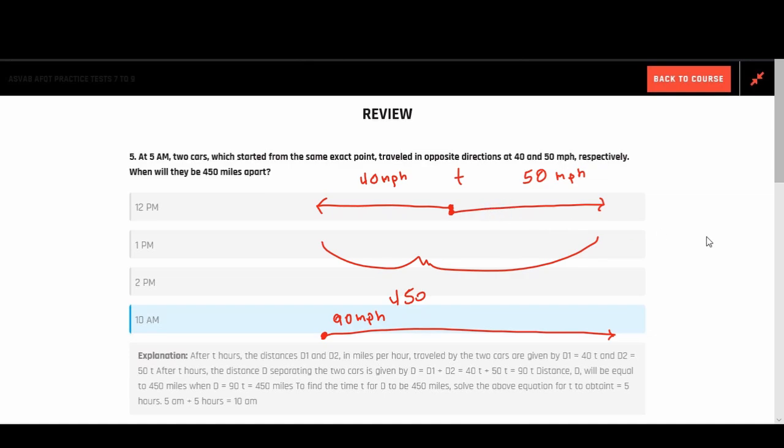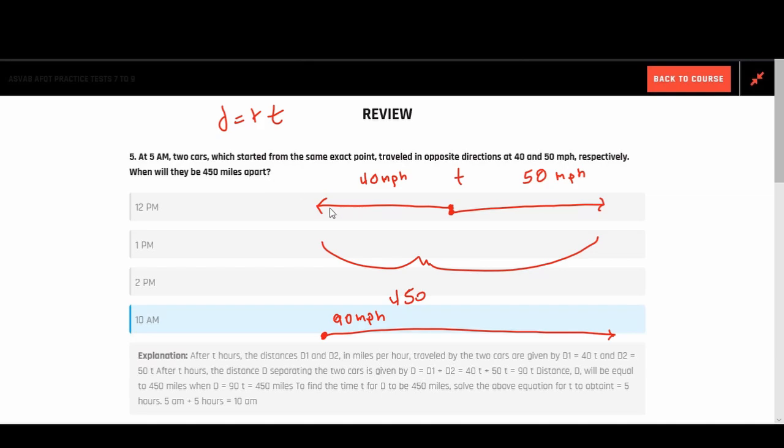Again, these cars are traveling in opposite directions, so we can think of them as 1 car going 90 miles per hour for 450 miles. Again, we have to recognize right off the bat that we're dealing with the distance formula, namely distance equals rate times time.